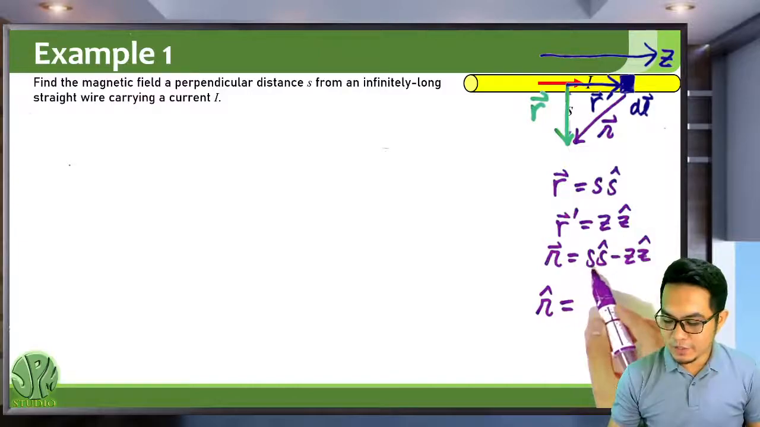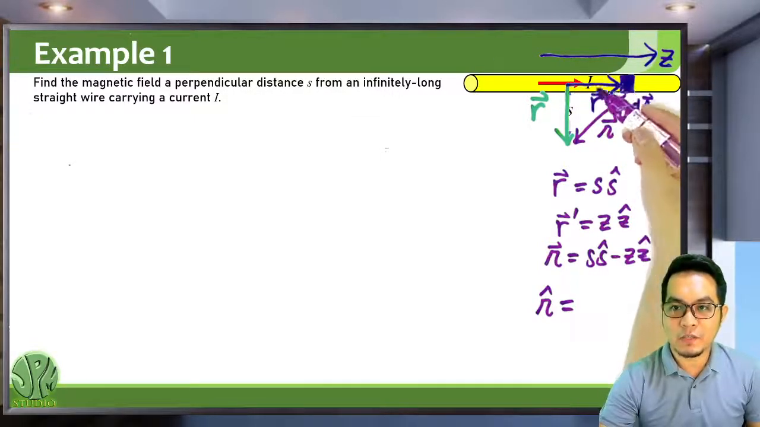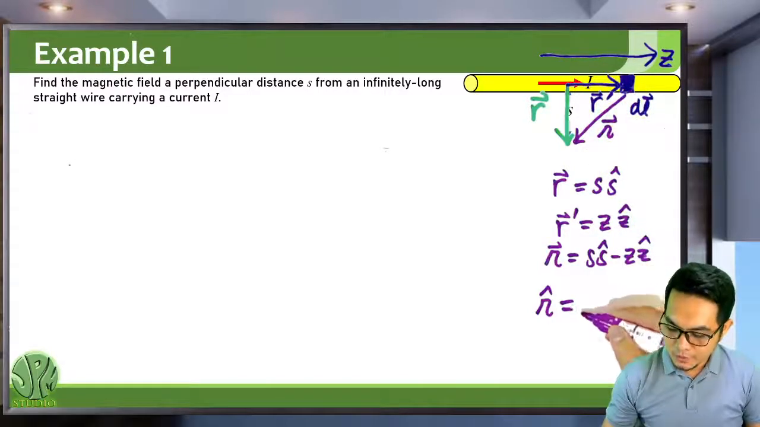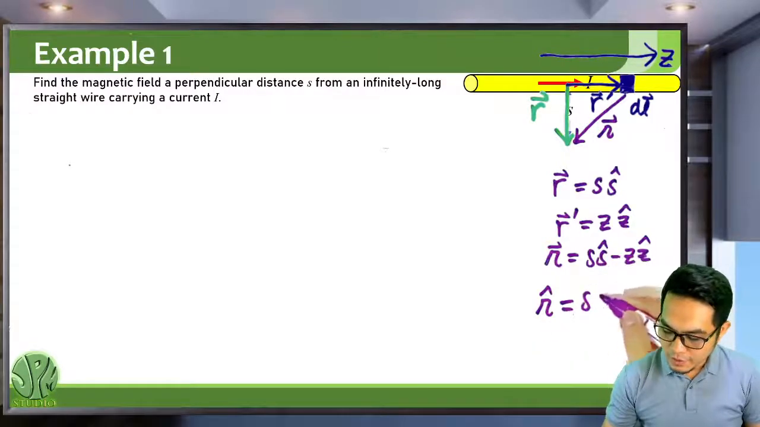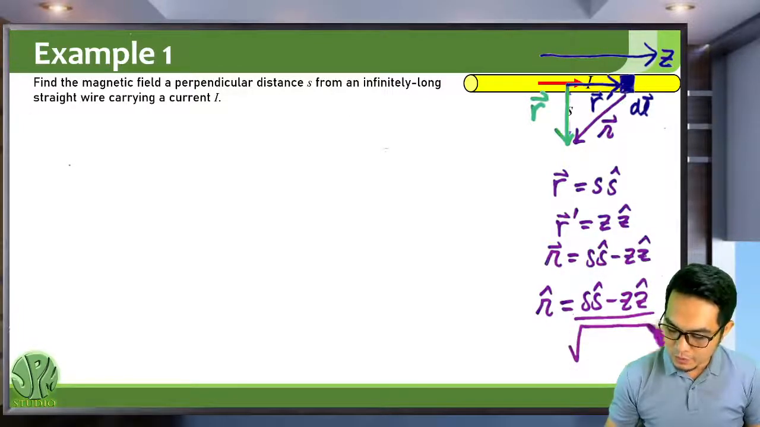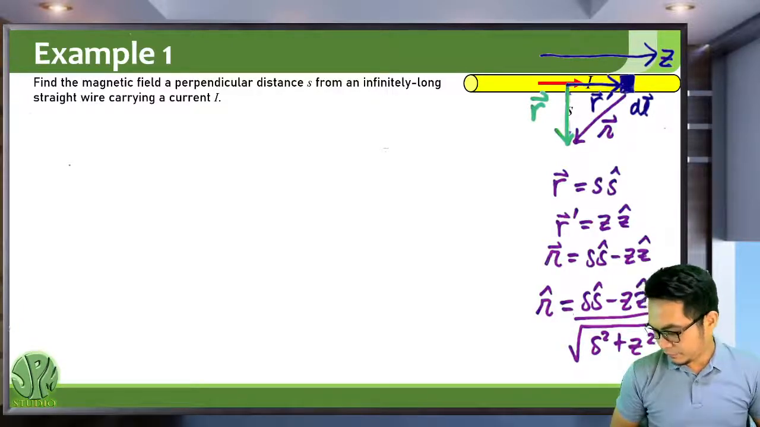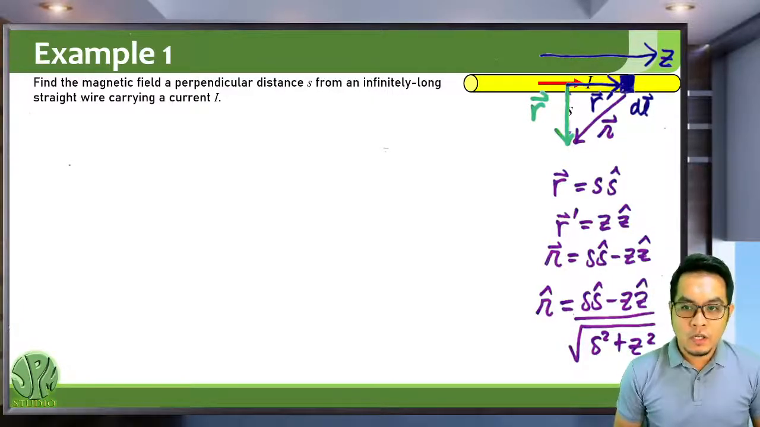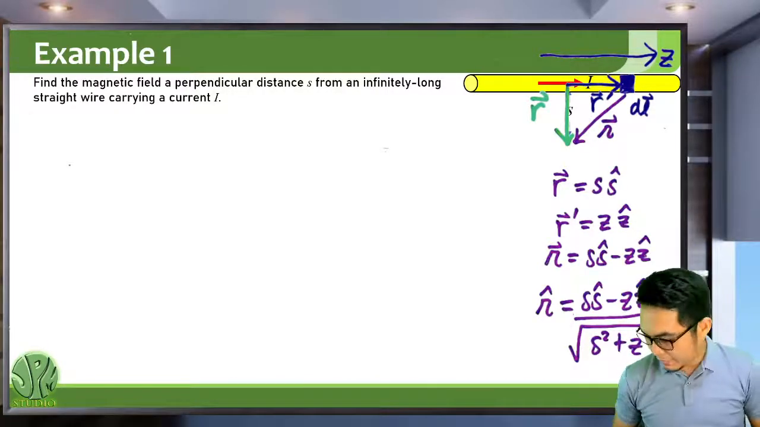So the magnitude is just the length of this vector, the separation distance vector. Since this is Z and this is S, this is a right triangle, so you have Z squared plus S squared. So the curly vector R is S hat minus Z hat over its magnitude, which is the square root of S squared plus Z squared. Okay, so let's now try to find the magnetic field.